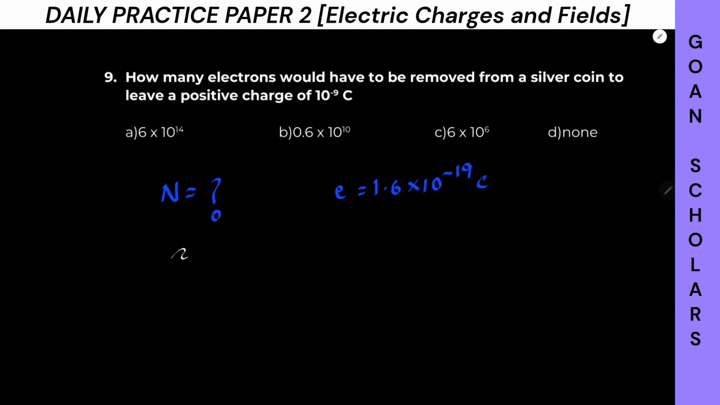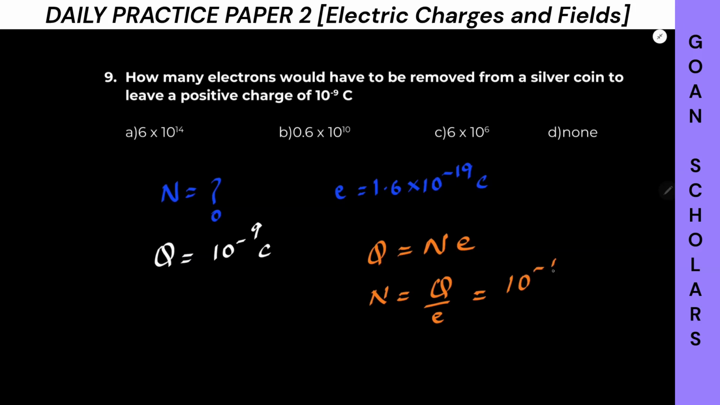Now they are asking about a silver coin, to leave a positive charge. What's the positive charge? Q is given as 10 to the power minus 9 coulombs. So let's use our formula. Q equals n e, and we are asked for n. So n will be Q by e. And Q here is 10 to the power minus 9, divided by 1.6 into 10 raised to minus 19. So when you take 1 by 1.6, let's make it 10 by 16 when I remove the decimal point, into 10 to the power minus 9. So minus 19 goes up, minus 10 it will become.